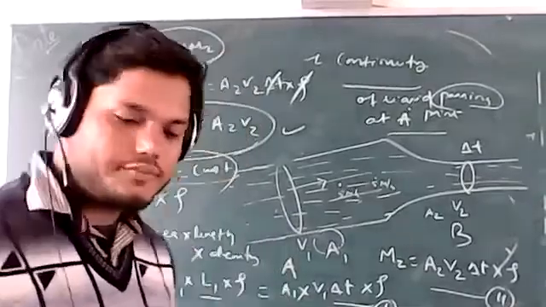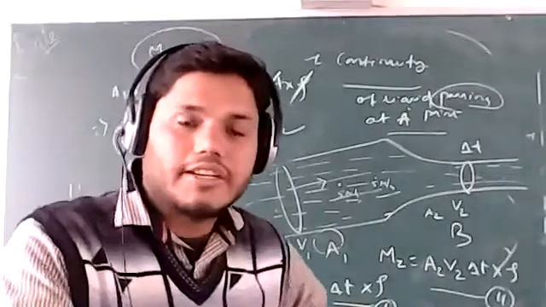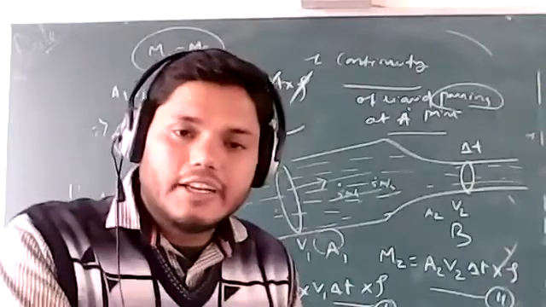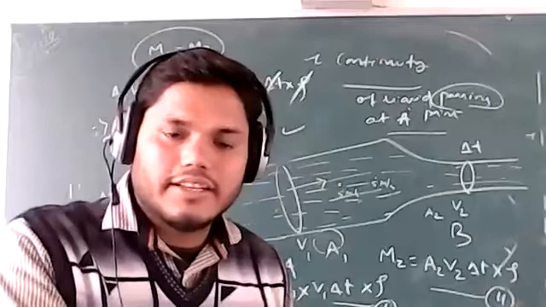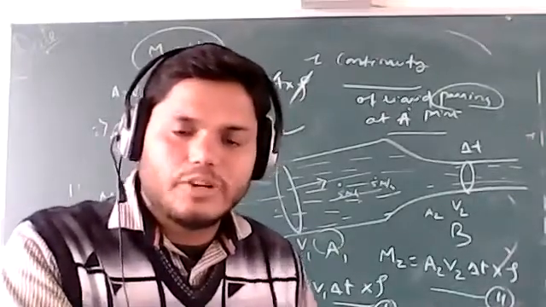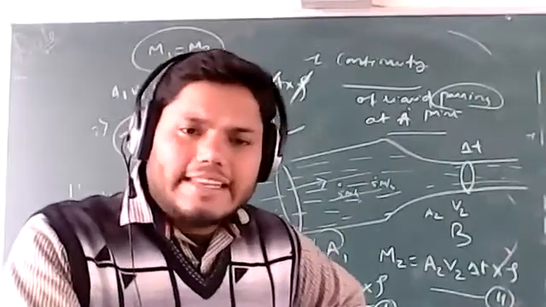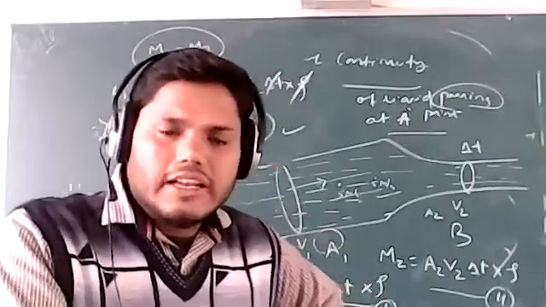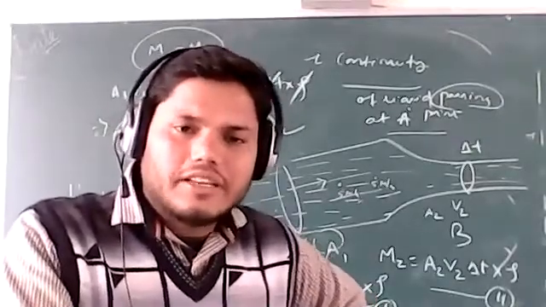These are called the equation of continuity. I'm again repeating, this is very important. What is the equation of continuity? Equation of continuity says that if a liquid is passing through a streamline flow through a pipe or any particular surface area, in that condition the product of area of cross section into velocity of the liquid remains constant throughout the flow. That is called the equation of continuity.